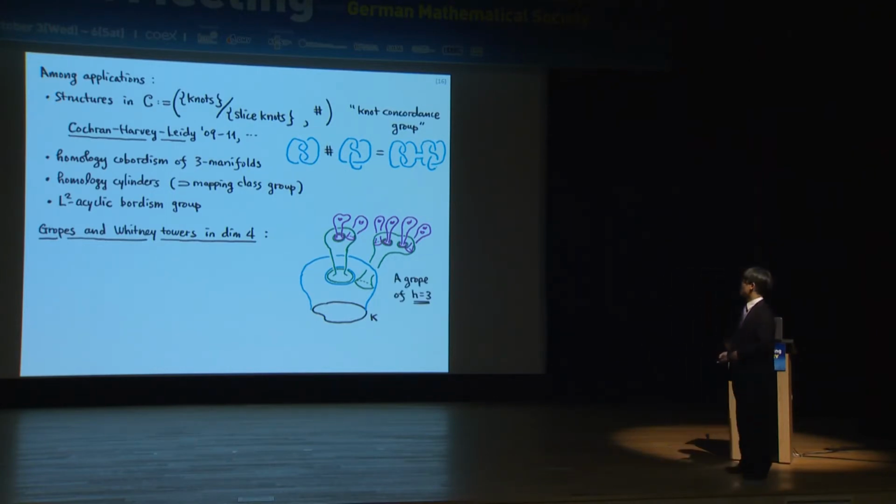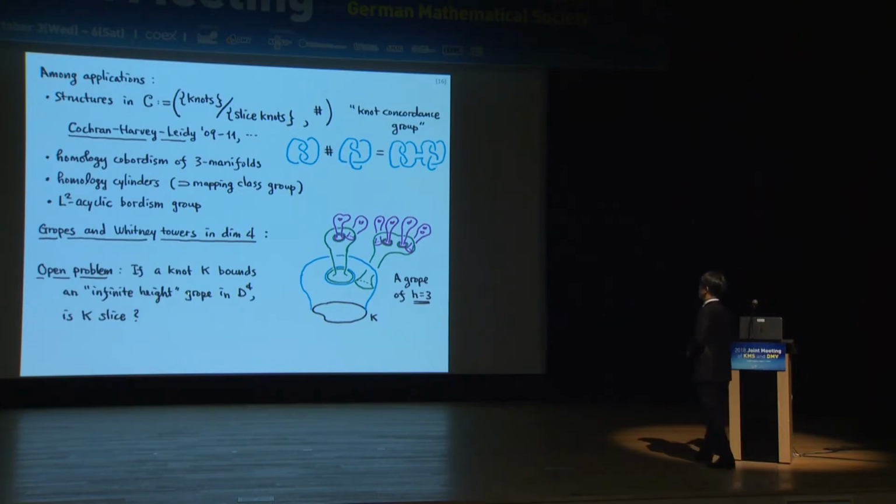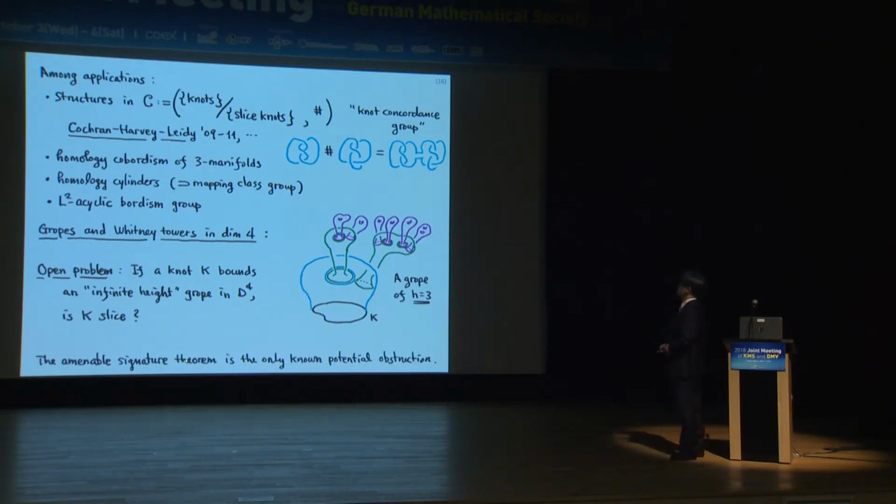So a big question in this context is whether a knot bounds an infinite height grope. So I can't draw it, but you can easily imagine what an infinite height grope is. If that happens, then is K slice, namely, is there an embedded disk bounded by the knot? That's a big problem. And the amenable signatures theorem I stated above is the only known potential obstruction to this problem, but it's still open. So this is something very interesting.